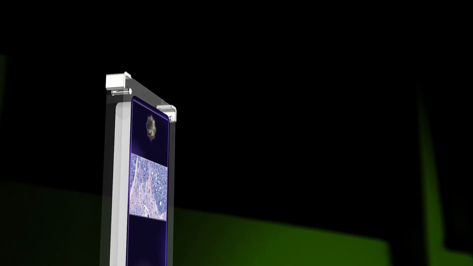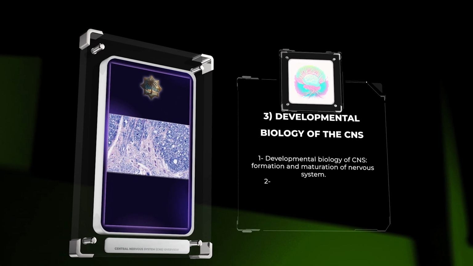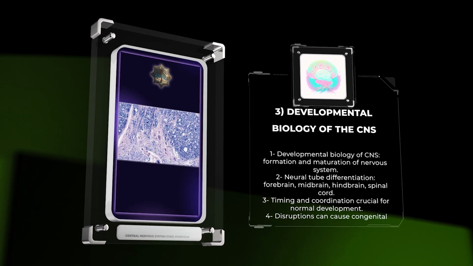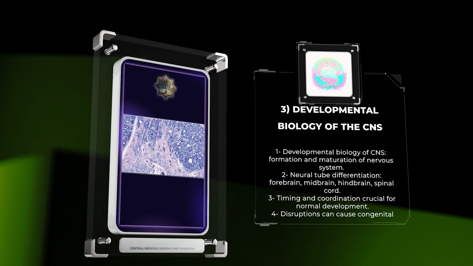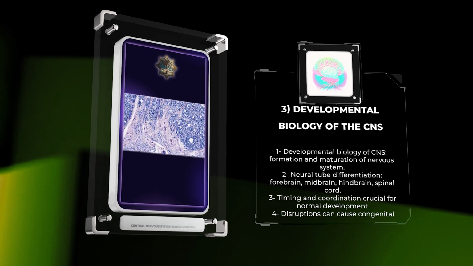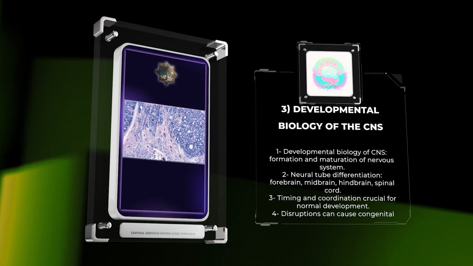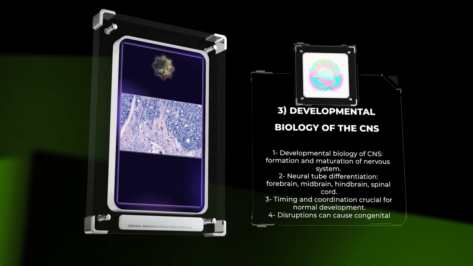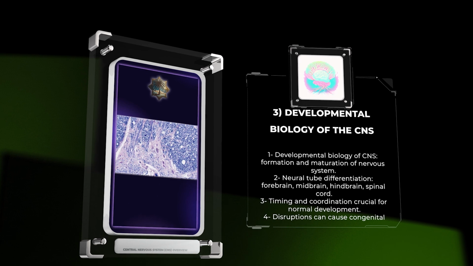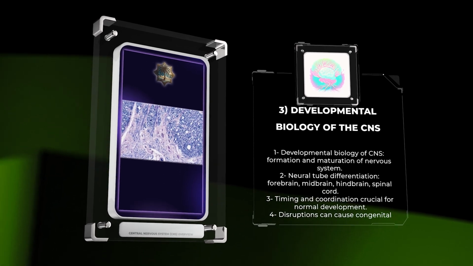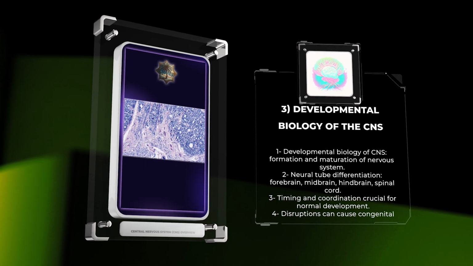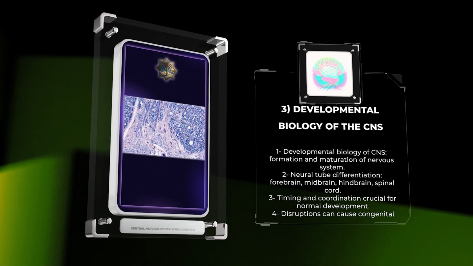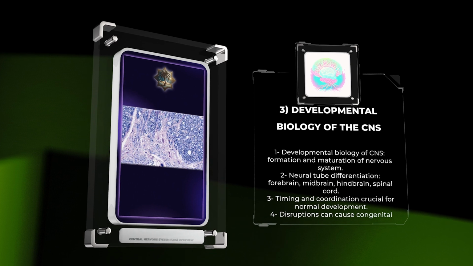The developmental biology of the CNS encompasses the processes by which the nervous system forms and matures. It begins during embryogenesis when the ectoderm differentiates into the neural plate, giving rise to the neural tube, which ultimately forms the brain and spinal cord. During development, orchestrating factors, such as growth factors and transcription factors, guide cell proliferation, migration, and differentiation. The neural tube differentiates into distinct regions with specific functions, including the forebrain, midbrain, hindbrain, and spinal cord.